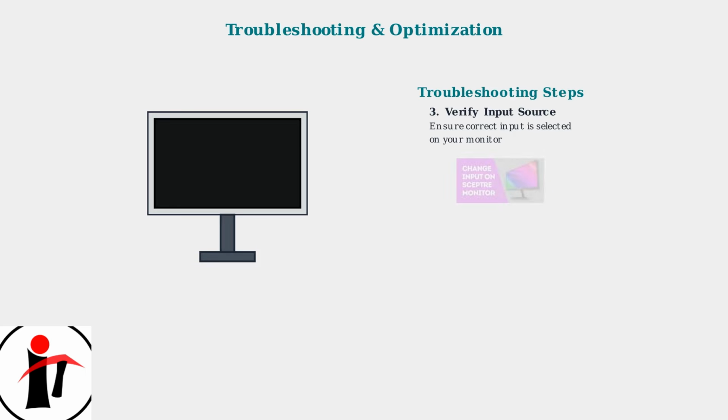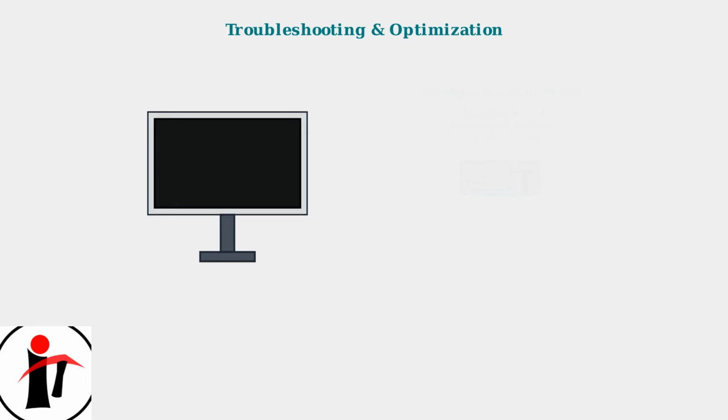Ensure that the correct input source is selected on your monitor. The crosshair feature may only work with specific input connections. If problems persist, try resetting your monitor to factory settings. This can resolve configuration conflicts that prevent the crosshair from appearing.